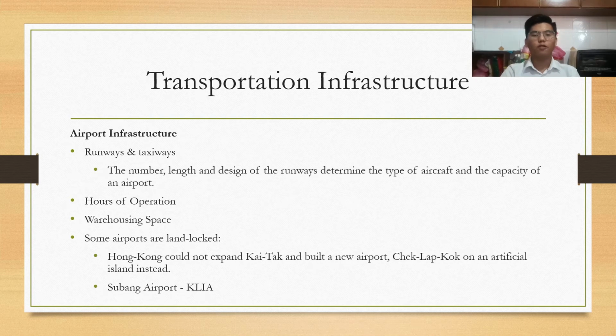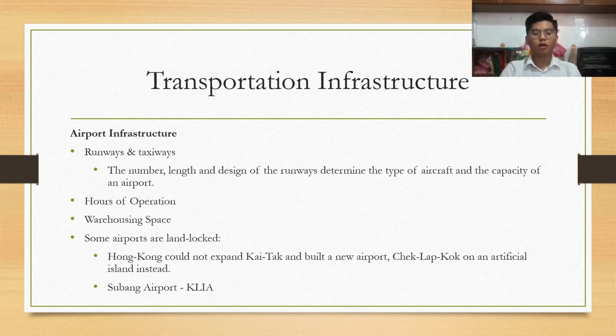Under the airport infrastructure, runways and taxiways, hours of operations, and the warehousing space should always be inspected from time to time to accommodate the numbers of increasing visitors. The number, length, and design of the runways will determine the type of aircraft and the capacity of an airport. For additional information, some airports such as Kai Tak Airport located in Hong Kong and Subang Airport located in Selangor, Malaysia are landlocked.